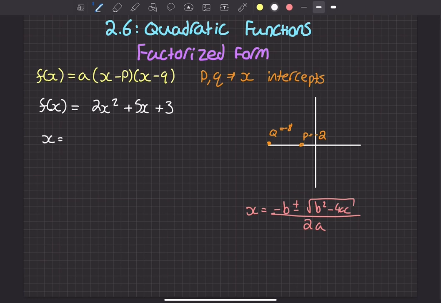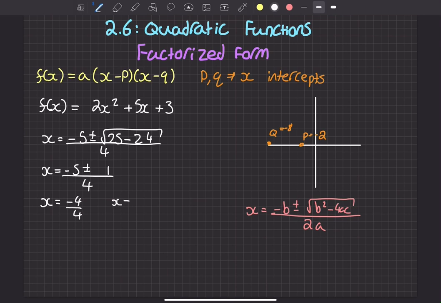x equals, b is 5, so minus 5 plus or minus root 25 minus 4 times 2 is 8 times 3 is 24, over 2 times a, so 4. x equals minus 5 plus or minus root 1, which is just 1, over 4. So you'll have x equals minus 4 over 4, or x equals minus 6 over 4, x equals minus 1, x equals minus 3 over 2, right?